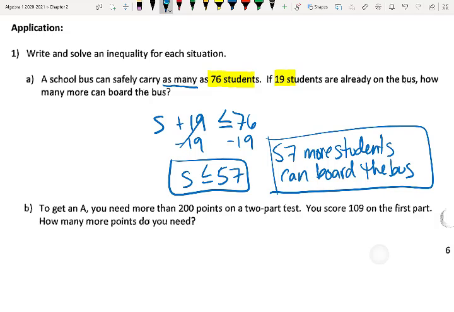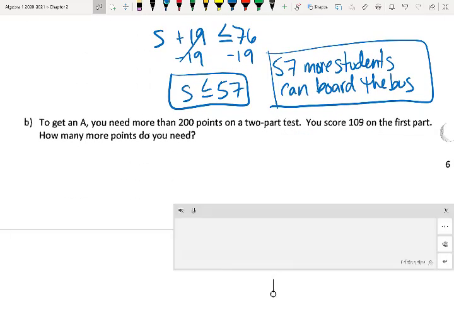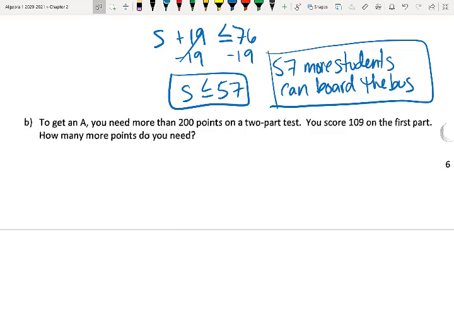Okay. For the last one, in order to get an A, you need to get more than 200 points on a two-part test. If you scored 109 points on the first part, how many more points do you need? So in this case, if we thought about it in terms of part 1, part 2 of a test like we did last week, in order to get an A, you need to score more than, right? That's going to be important, more than 200 points. And you know that 109 is what you got in the first part.